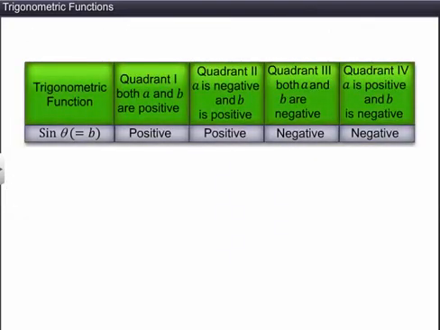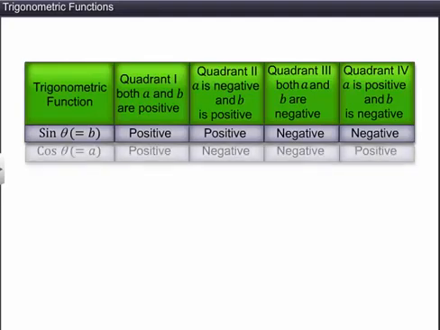In the first and the second quadrants, the y-coordinate is positive, which implies that the sine function is positive in the first two quadrants. In the third and the fourth quadrants, the y-coordinate is negative, and hence the sine function is negative.